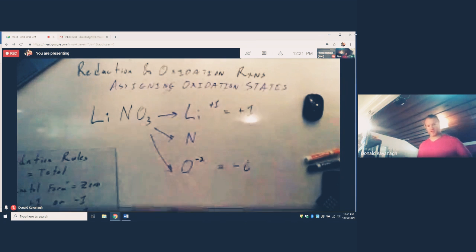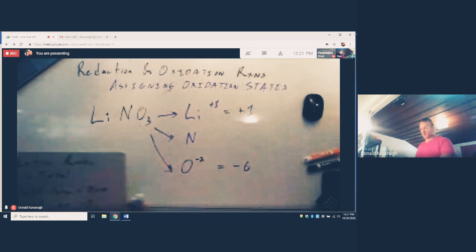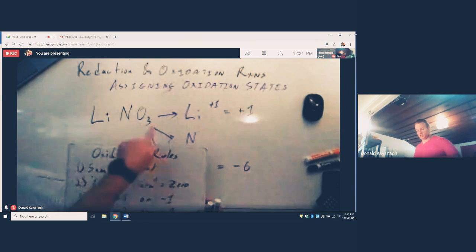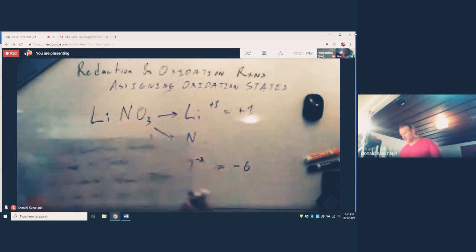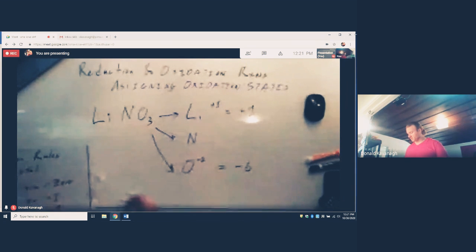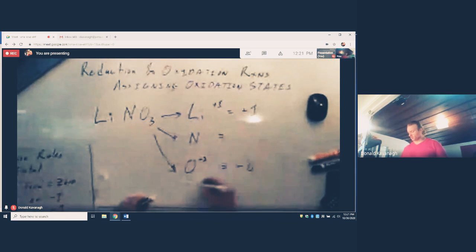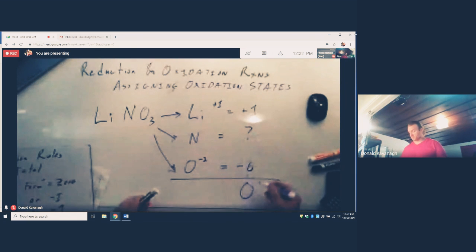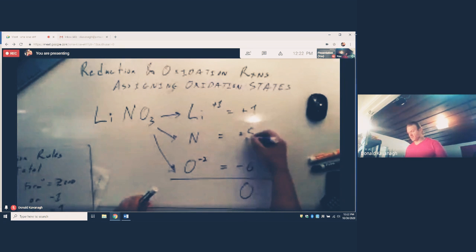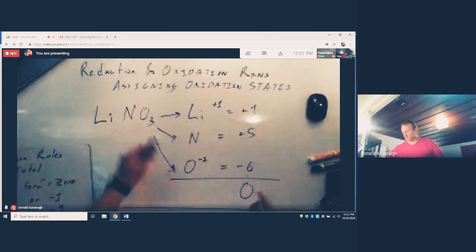We said that the first rule is that the sum of each individual must equal the total. There's no specific rules or guidelines for nitrogen. So nitrogen in this case, since everything has to equal up to 0, every nitrogen must be a +5 oxidation state. So let's do another example.